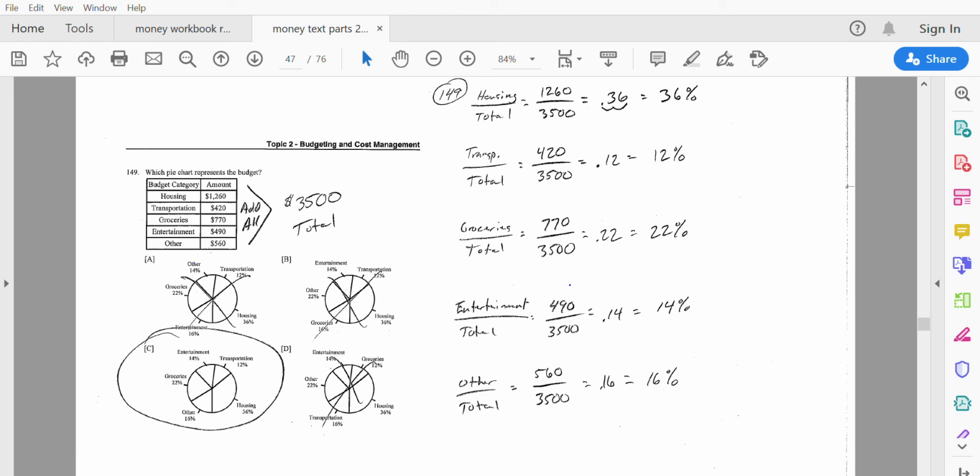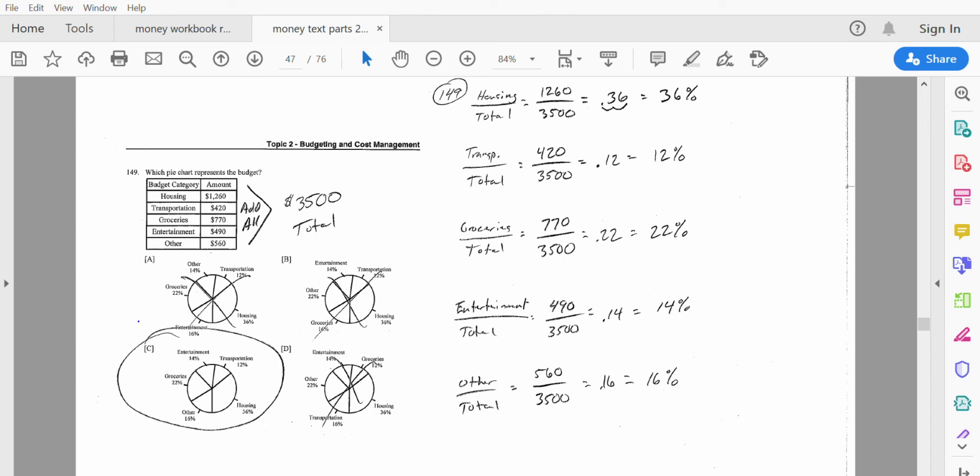We look at entertainment, is 14%. Here it says entertainment is 16 and other is 14. So that one is out. Entertainment here is 14, just like it says over here. So this one should be our answer. We double check. Other says 16. Other is 16. This is our correct answer.